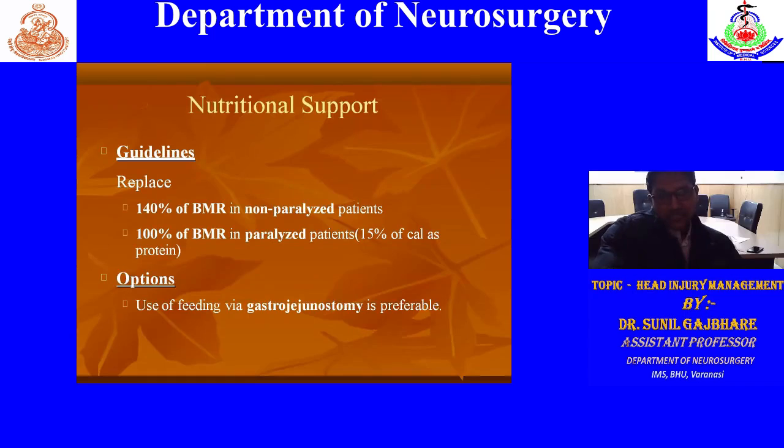Care of the nutritional support of the patient should be taken. 140% of the basal metabolic rate in non-paralyzed patients should be maintained, and 100% of the BMR in paralyzed patients should be maintained. 15% of the calories should be given as protein. And feeding via a gastrojejunostomy tube is preferable to Ryle's tube feeding, because it causes static injury. As there is prolonged Ryle's tube insertion, it may give rise to nasal sores and all those things.